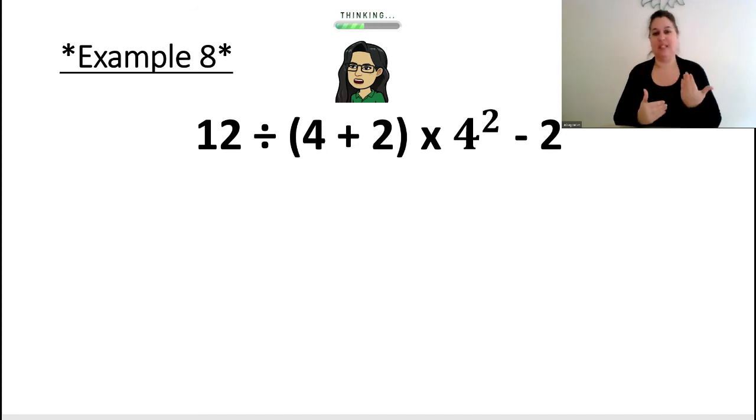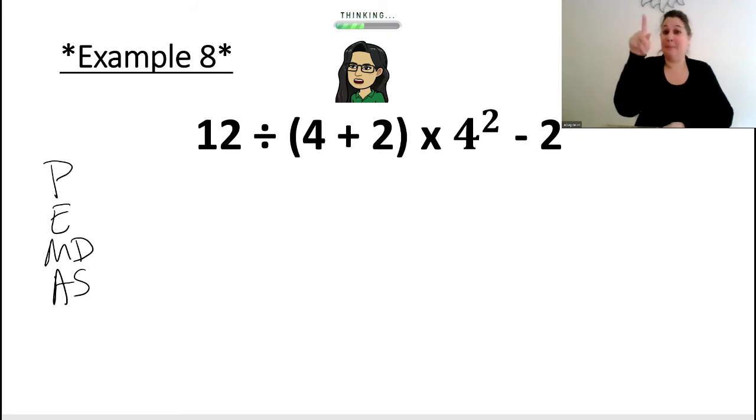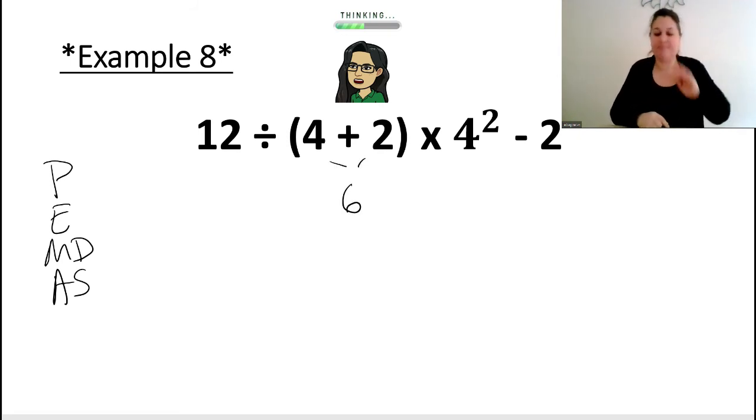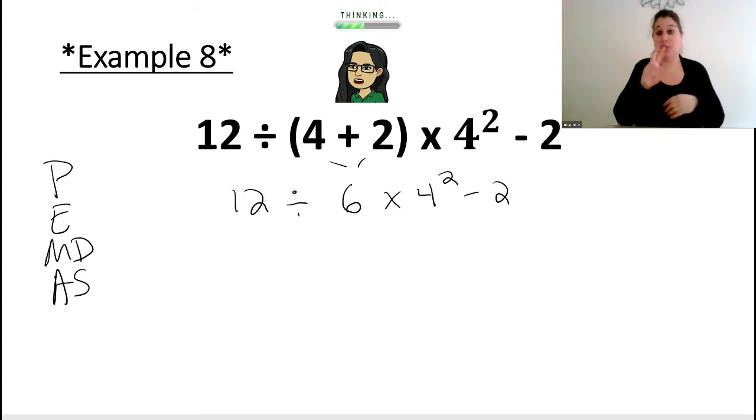All right, I want you to go ahead and press pause and try this one. Test yourself, see if you can get it. Go ahead, press pause now. All right, so PEMDAS, write it all down. Parentheses. Yep, I see parentheses. So 4 plus 2 is 6 times 4 squared minus 2, and this is 12 divided by all that.